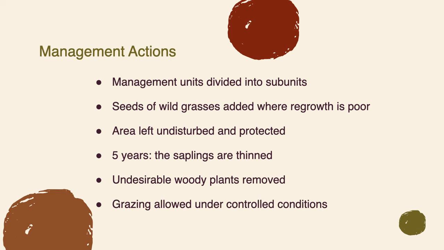After about 5 years, when the young trees are about 2 meters tall, the saplings are thinned and undesirable woody plants are removed and used to produce charcoal to relieve competition with young hardwoods. Grazing is allowed under controlled conditions with no more than 1 cow per 4 hectares. This provides beef and allows for the grass to maintain itself and hardwoods to mature.